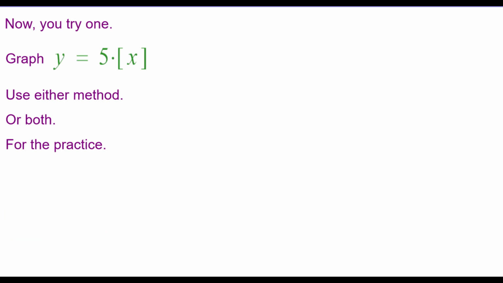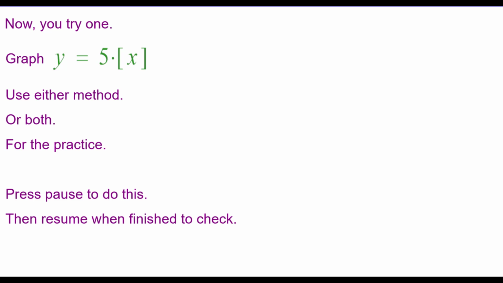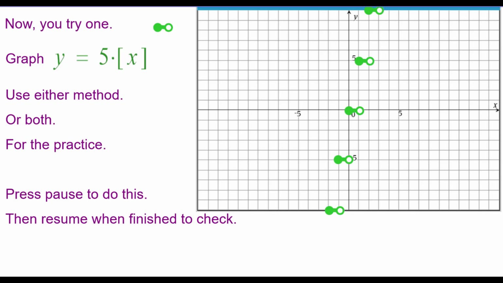Now you try one. Graph y equals 5 times the greatest integer of x. Use either of the two methods or both for the practice. Press pause to do this and then resume when you're finished to check. And here's our answer. Steps are 5 units high.